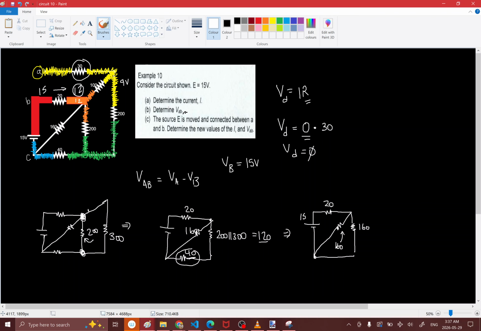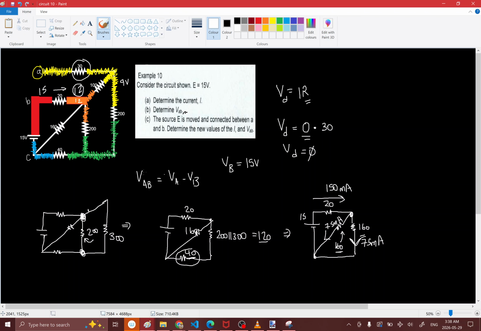So what we have here is a battery where the current coming out of it is 150 milliamps, and that 150 milliamps has to get divided between these two branches. So branch 1 and branch 2, right? This branch and this branch. Now, since these resistors have the exact same resistance values, the current is going to be divided exactly in half. So what that means is 75 milliamps is going to go through here, and 75 milliamps is going to go through here.